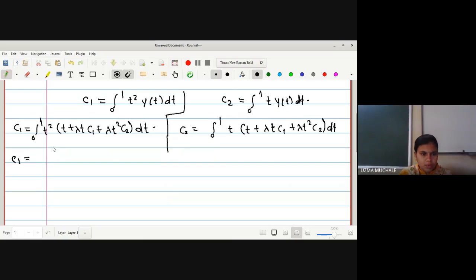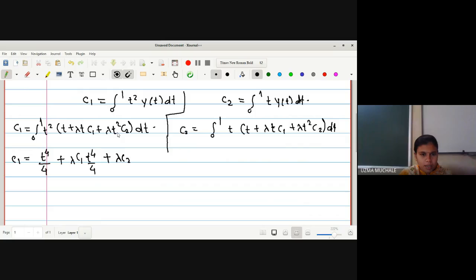C1 is equals to, now we have to write down the integration of this. You can multiply and then you can write down one more step. I will write down directly what will be the integration of t cube. It will be t raised to 4 upon 4 plus lambda C1 outside, integration of this again t multiplied by t square, it will be t cube. So integration of t cube will be t raised to 4 upon 4 plus lambda C2.